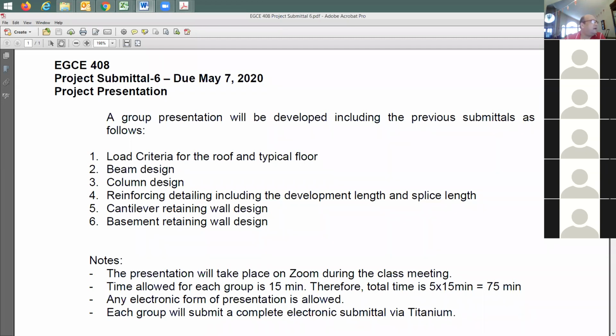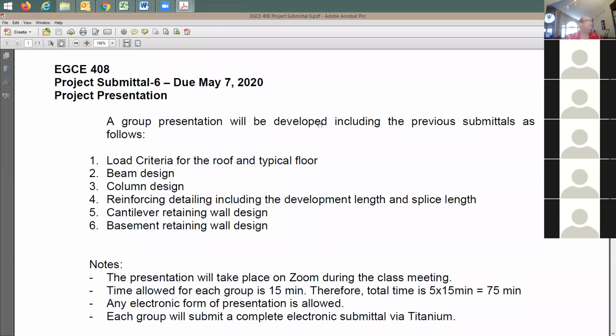Right. If you look here at my screen, the information that I'd like to see, which you have already, you need to put in order. You're going to have load criteria, beam design, column design, development length and splice. Any details, you can put there. You can leave a retaining wall and the basement wall design. Also, you have some notes here.